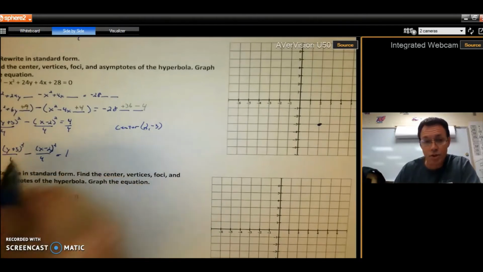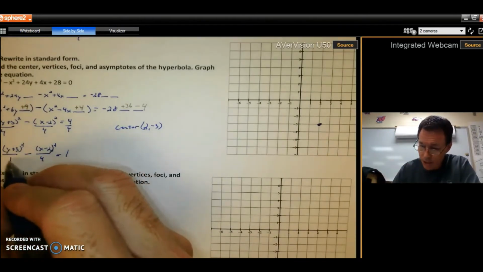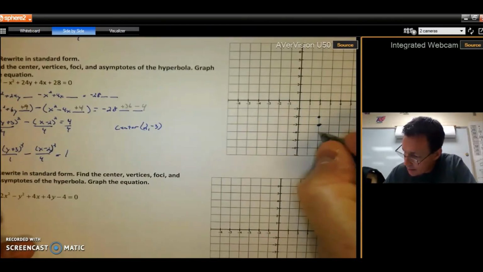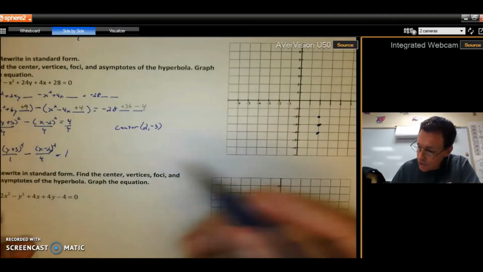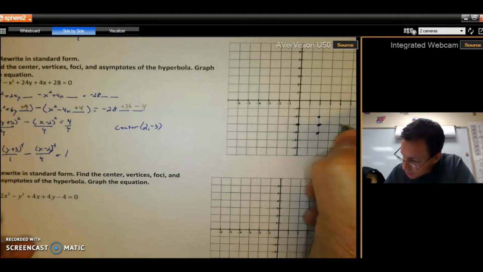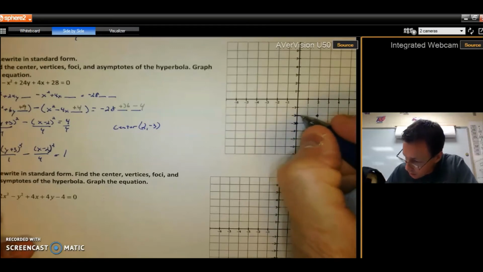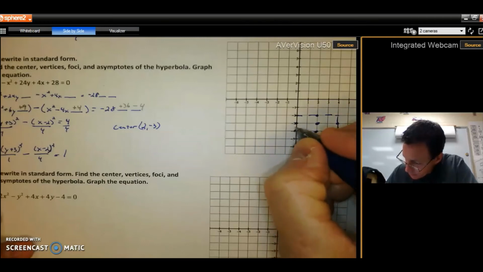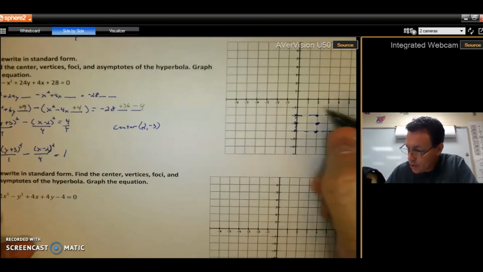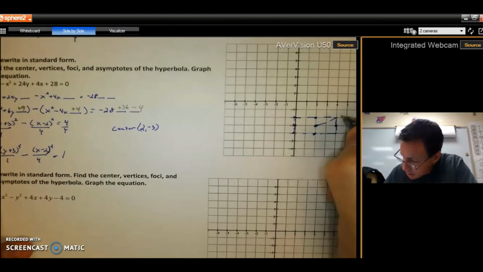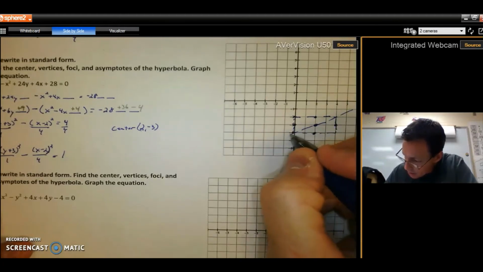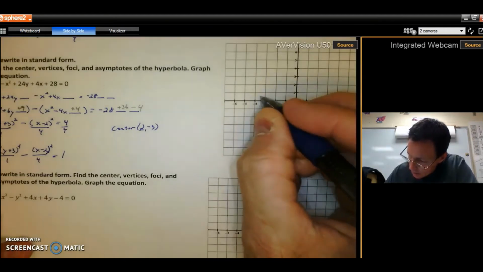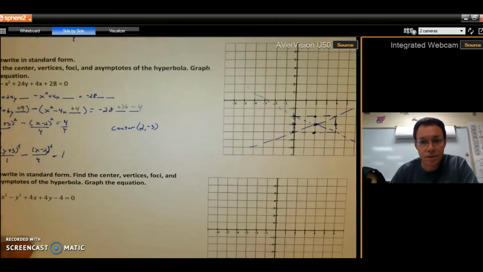Now I'm going to draw my invisible box. I'm going to go in the y direction 1, because it's the square root of 1. So I'm going to go up 1, down 1. I'm going to go in the x direction, 2. 1, 2, 1, 2. I'm going to use those 4 dots to make my rectangle. I'm going to use the rectangle to figure out where my asymptotes go. And then I use the asymptotes to draw my curve because it's going to follow those asymptotes.